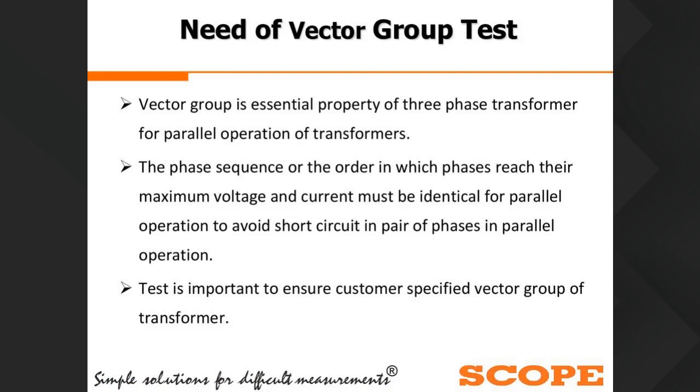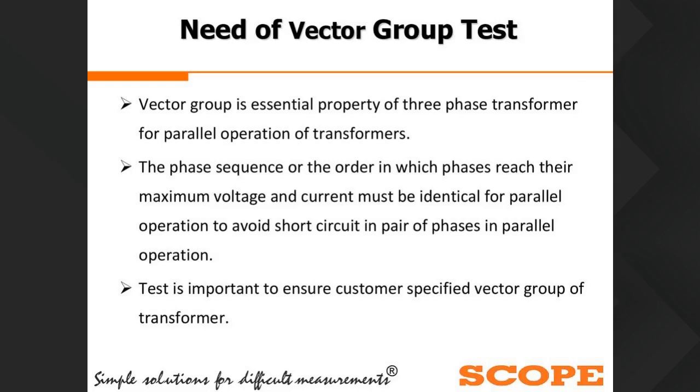Then, the need for the vector group test. As everyone is aware, the vector group test is applicable for three-phase transformers only, to find out the vector group, that is, the different types of connection: star, delta, and zigzag. Basically, vector group checking is important before connecting two transformers in parallel. If we connect two transformers having different vector groups in parallel, then a short circuit can happen due to unnecessary circulating current flowing from one bus to another bus.